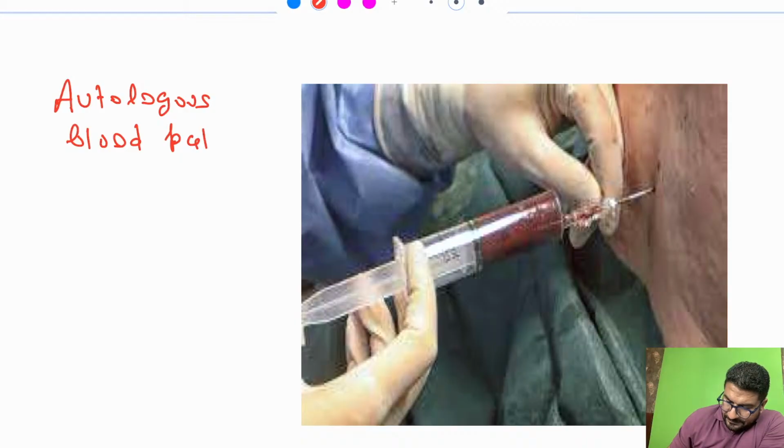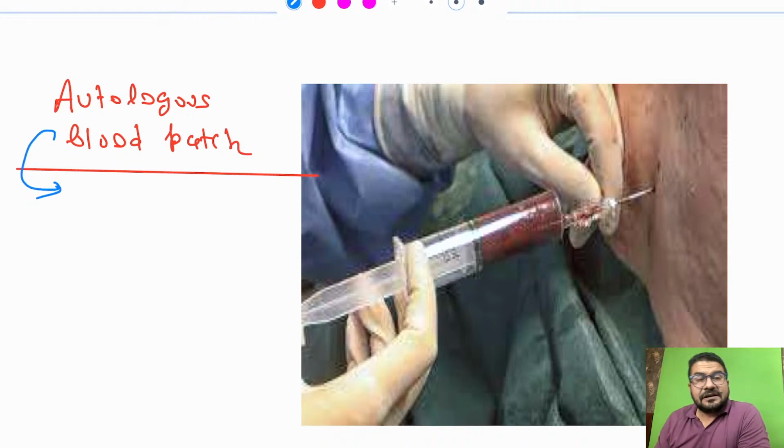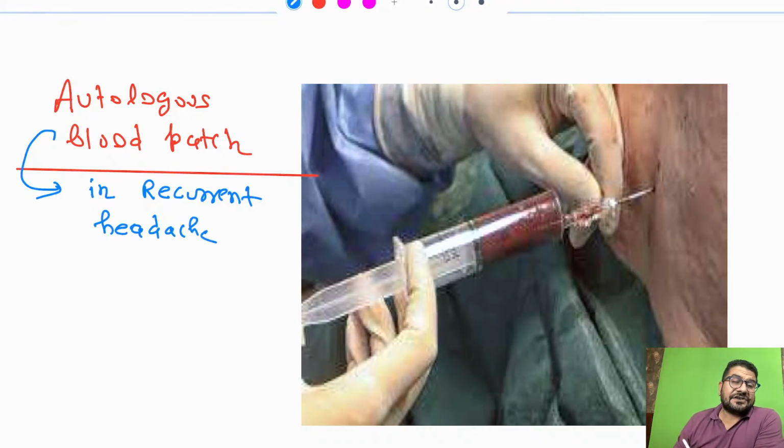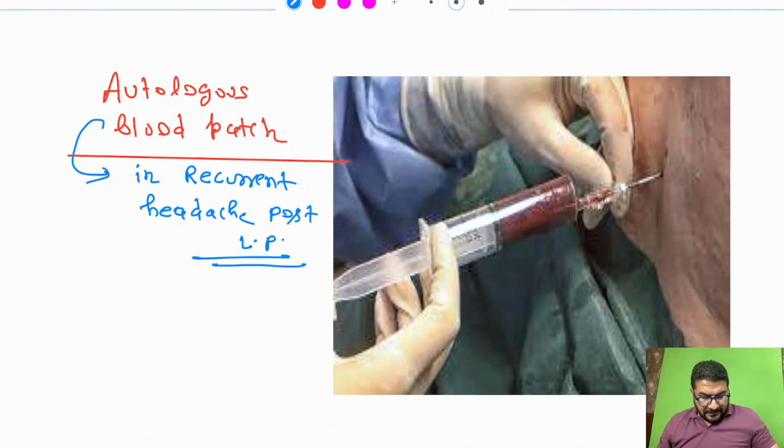An autologous blood patch we use whenever patient is having recurrent headache. We use this in treatment of recurrent headache post LP. अगर पेशेंट को बार बार सर में दर्द हो रहा है या ज़्यादा सर में दर्द हो रहा है लंबर पंक्चर करने के बाद, then we use this blood patch.